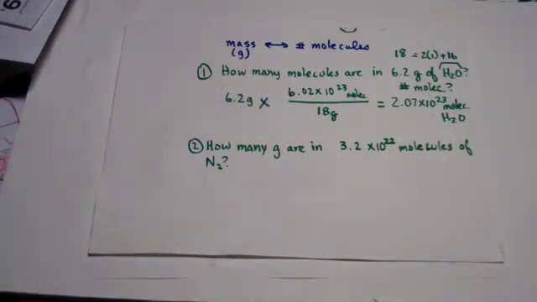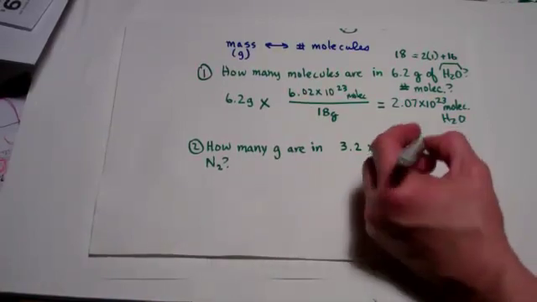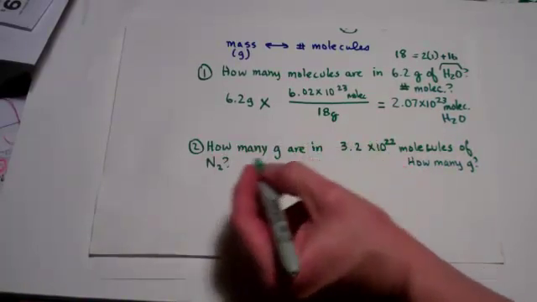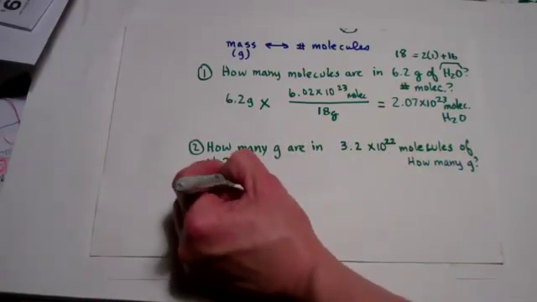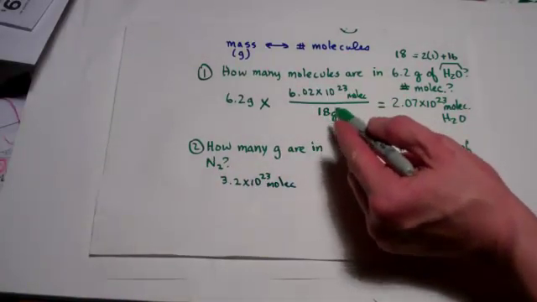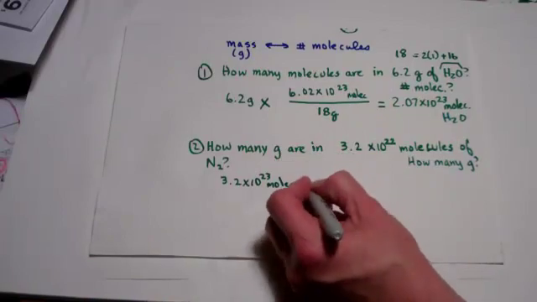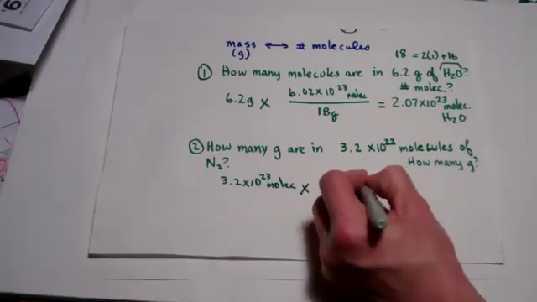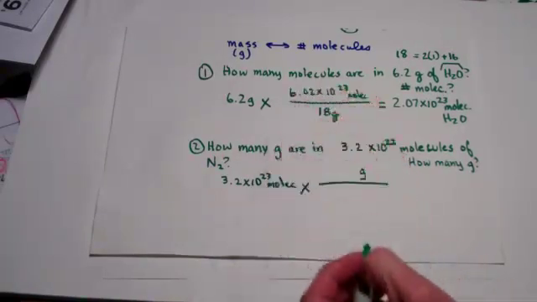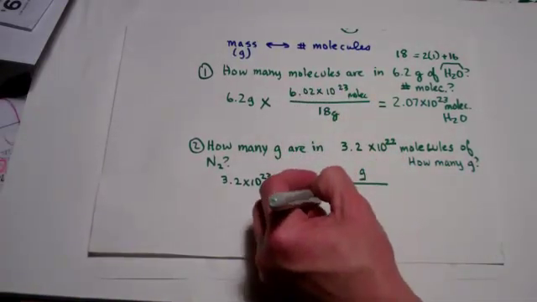So we can do this going the reverse direction as well. So in this case, we want to know how many grams. So grams is what we're going to want to end up with. We start with our number of molecules, and we're going to use this same type of conversion factor here, except our molar mass has to go on top this time. So we're going to put our molar mass in grams on top, and the number of molecules on the bottom, because that's what we want to cancel out.